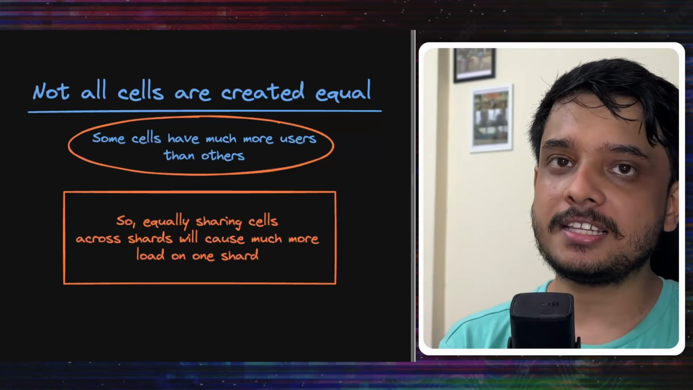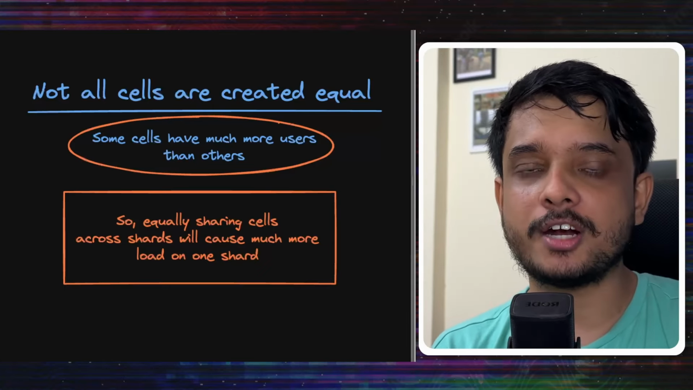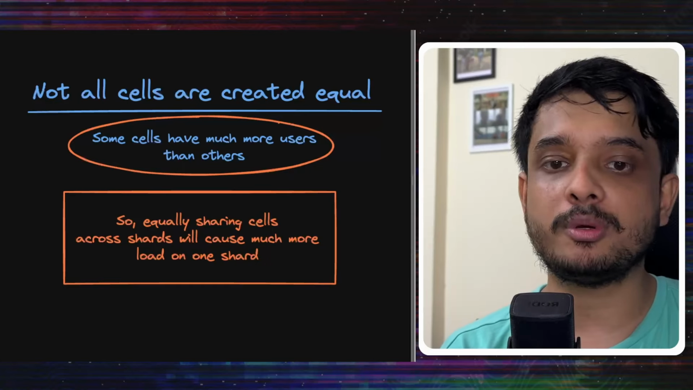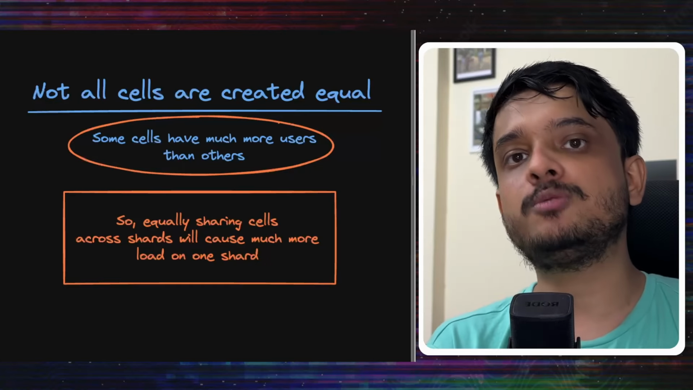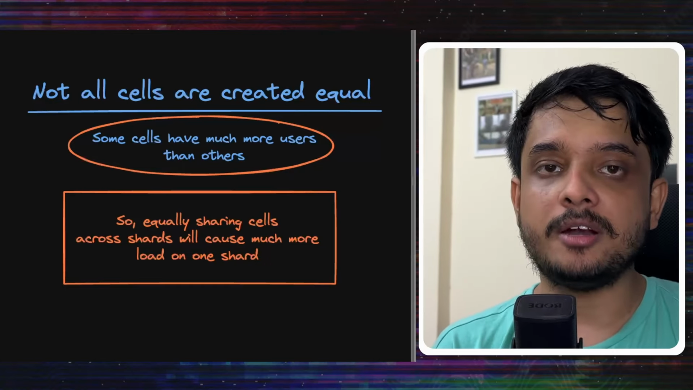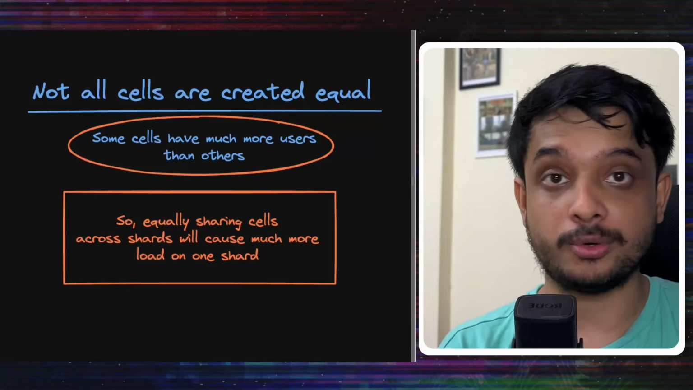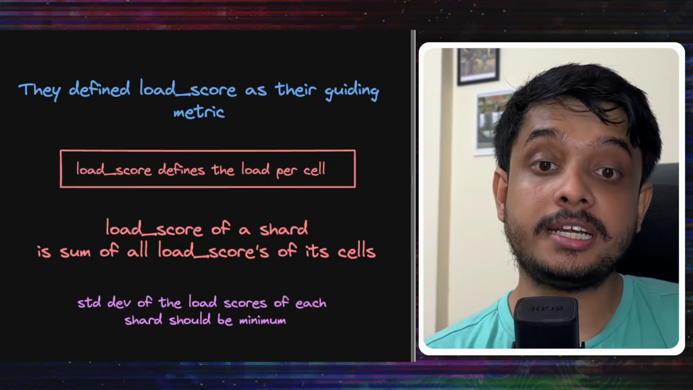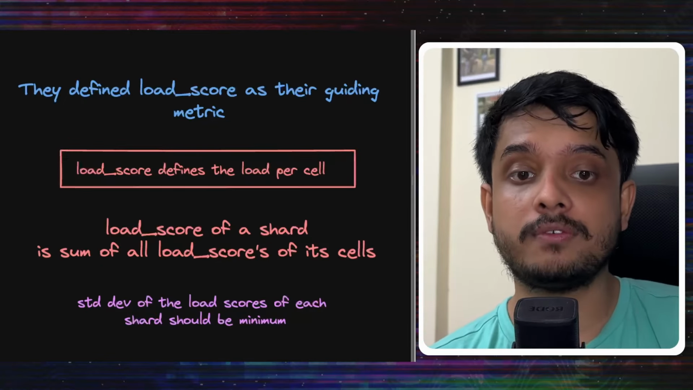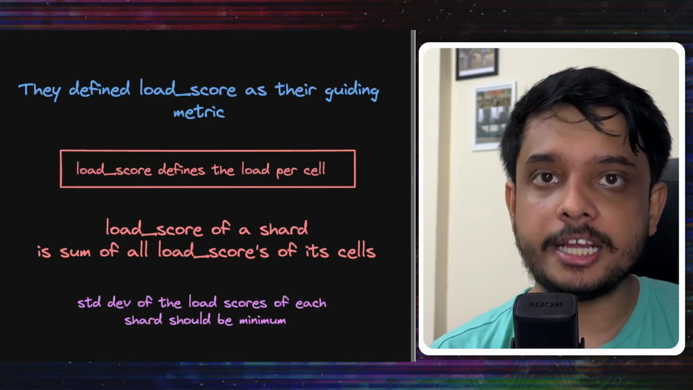So if you just say that cell IDs from 1 to 10 would be part of shard 1 and cell IDs from 11 to 20 would be part of shard 2 and so on, there would be much more pressure on some cells and much less pressure on the others. So it would be very unequal. To solve this, Tinder created a load score for each cell. This is their guiding metric.